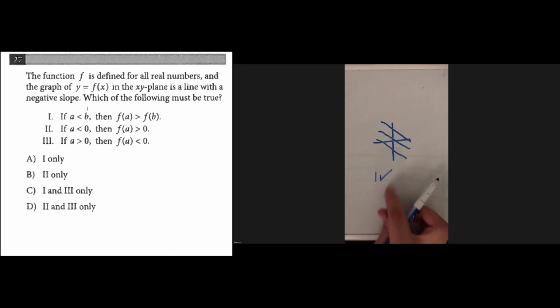And then for number 3, if a is greater than 0, then f of a is less than 0. Well, you could also have a graph that's like this, where you could have x equals 1, but y is not less than 0. Y is still above 0. So 3 is also not always true. So the correct answer here would be A.